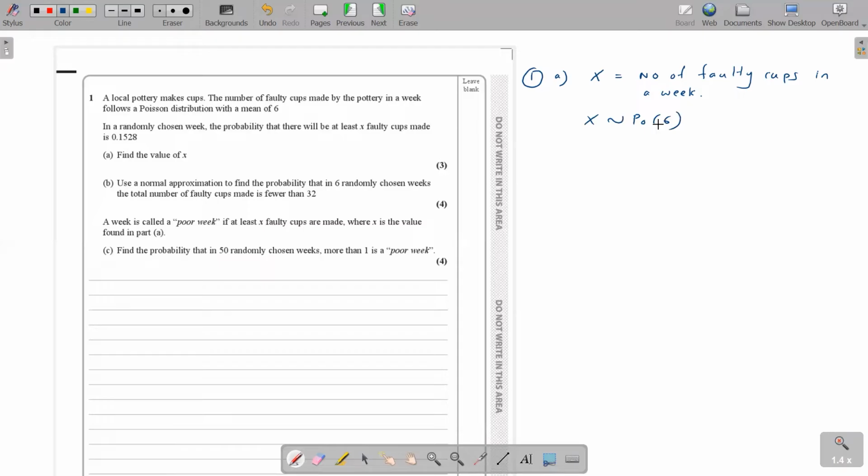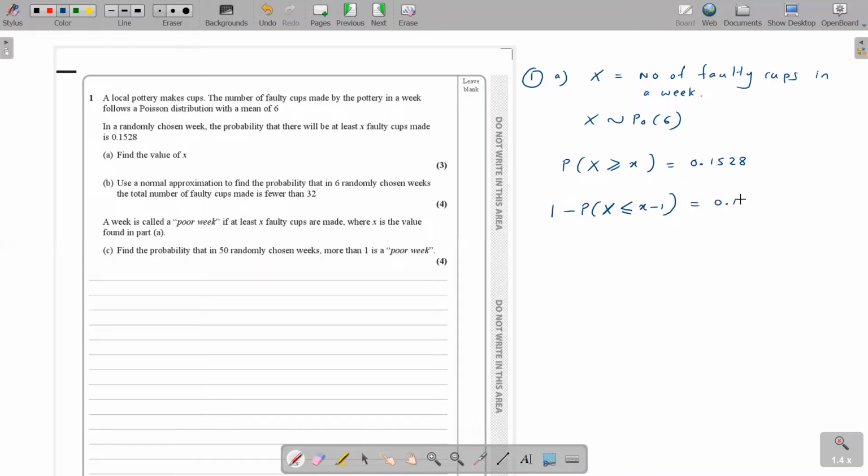So in a randomly chosen week, the probability that there will be at least X faulty cups means what? At least means it's greater than or equal to X, and this is equal to 0.1528. Okay, so how do we work with this? When we work with X greater than or equal, we need to work with the cumulative probability table. So probability X greater than or equal to x can be converted to 1 minus probability capital X is less than or equal to what? x minus 1. So these are theories that you learn in chapter 1 and chapter 2.